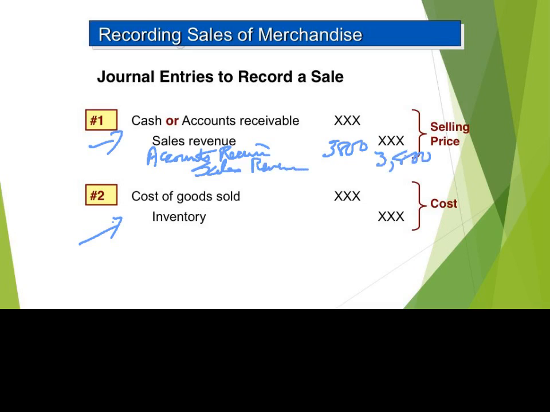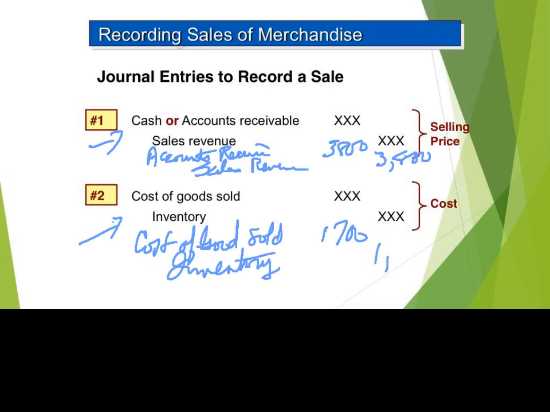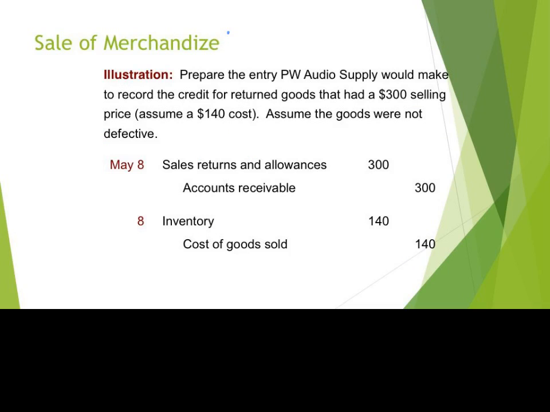And we credit sales or sales revenue, and that is a credit of $3,800. Now the goods have left the building, so we must recognize that our inventory has been reduced and that those goods that we sold for $3,800 cost us $1,700. So the next journal entry then is debit cost of goods sold, and that would be for $1,700. What I paid for those items that I sold for $3,800, and credit inventory. So we have two journal entries when we make a sale.